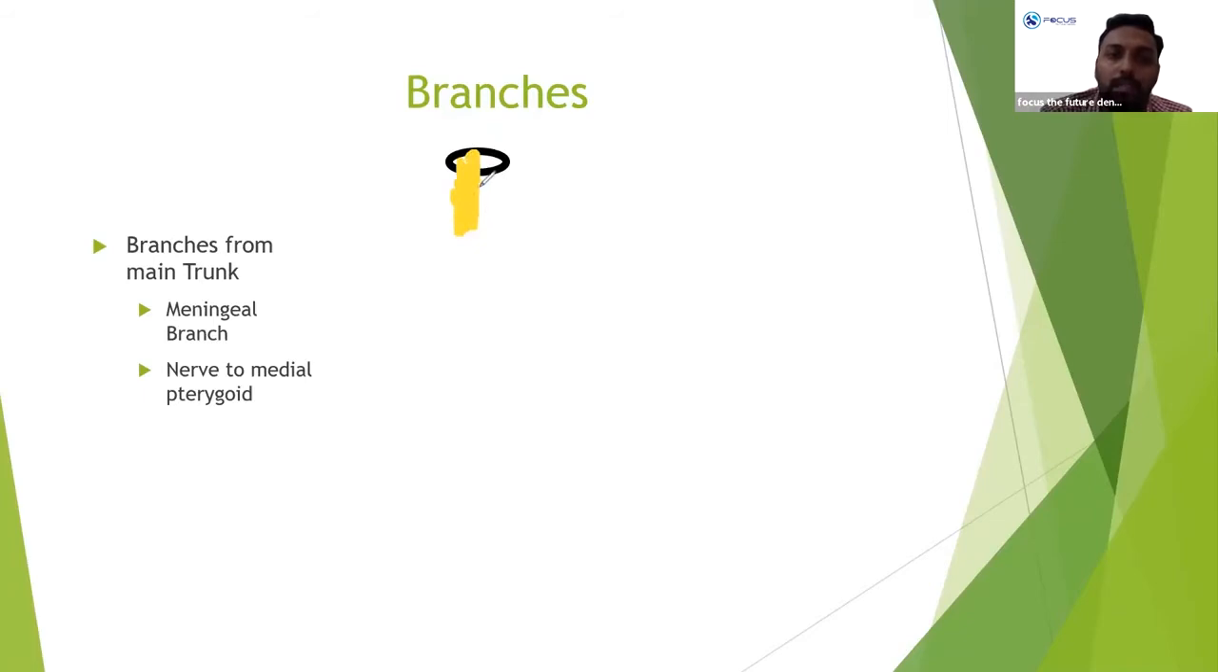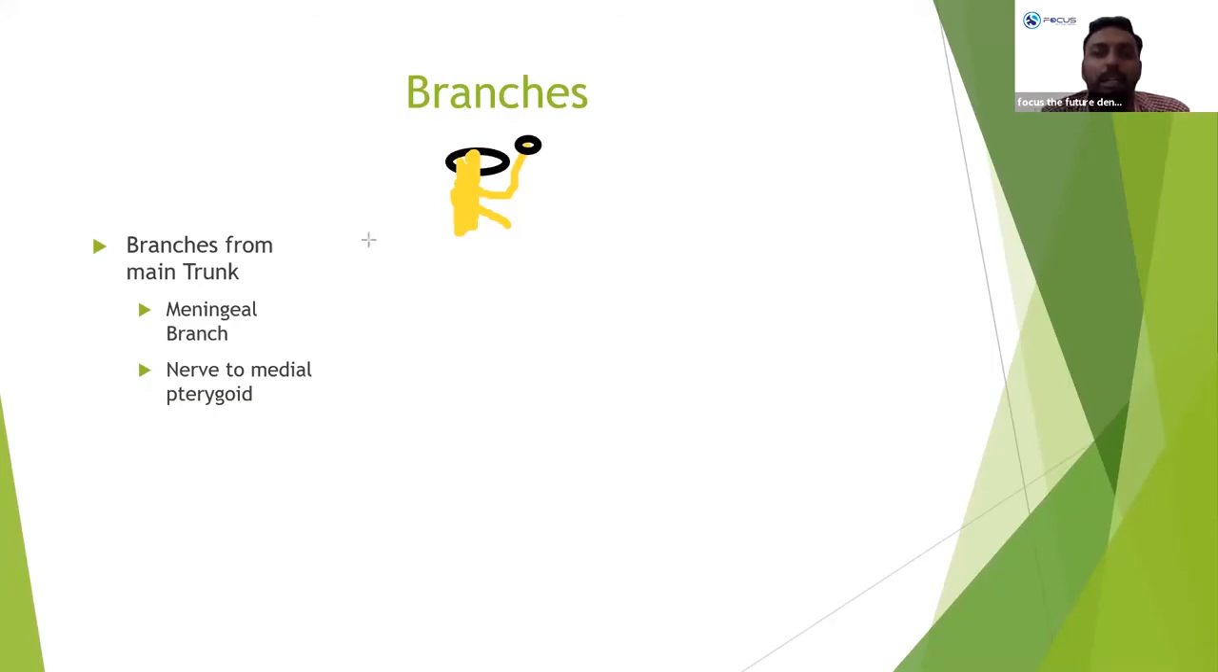And you have a branch to the meninges, and you have a nerve to the medial pterygoid. So what is the nerve to meninges known as? You know the name? It goes up through a foramen, a smaller foramen here. Yes, nervus spinosus, it goes up through your foramen spinosum. It's a small foramen, if you guys remember the picture. And this is going to be a sensory supply to the dura mater. Clear? So the meningeal branch is nothing but nervus spinosus.